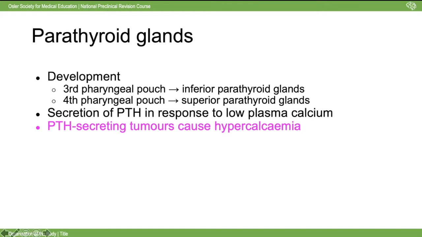And it's good to know about PTH secreting tumors. You can have parathyroid adenomas, which will release excess PTH, but you can also have ectopic PTH coming from solid tumors, and both of those would cause hypercalcemia.